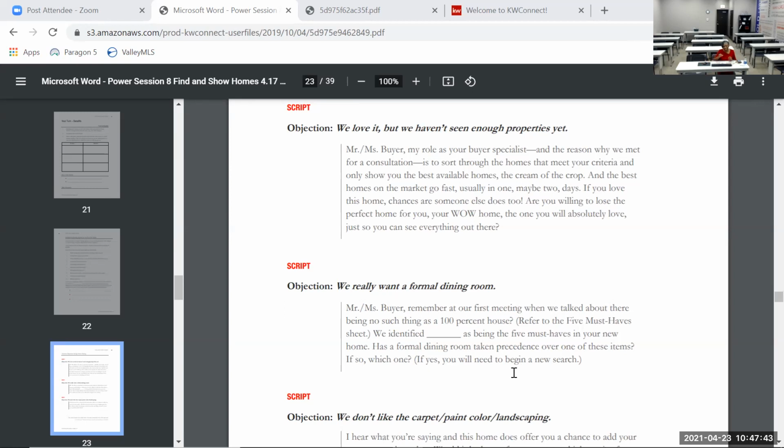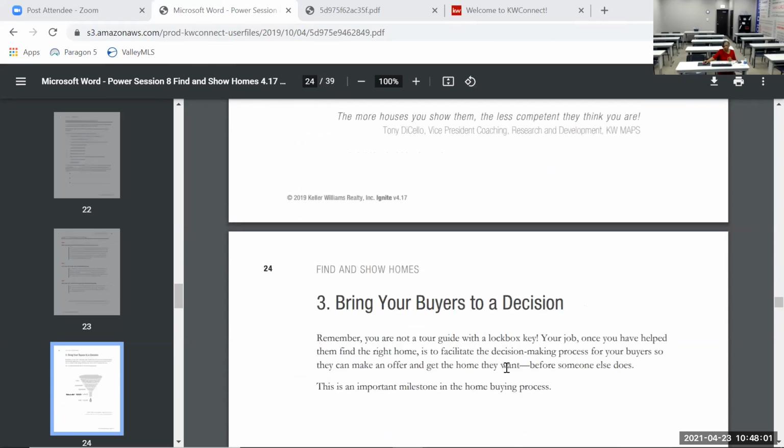Okay, so if they say, "Yeah, we're thinking that a formal dining room is going to be more important to us than a 4th bedroom," okay, well then let's renegotiate. Let's go back and redo this search because I've not looked for anything with a formal dining room. So now that we're revamping, let's go back and redo this. And it's not a big deal, but it can be done.